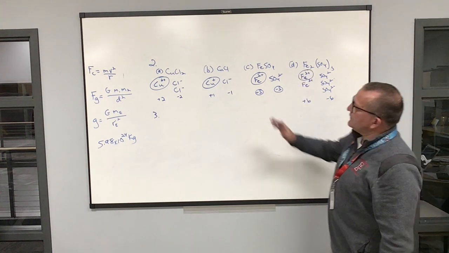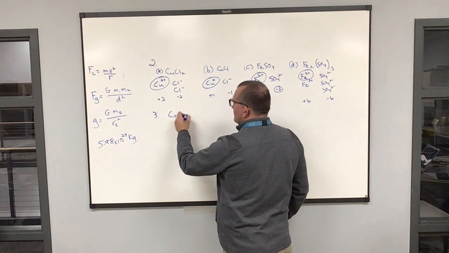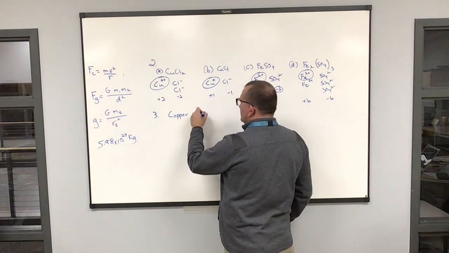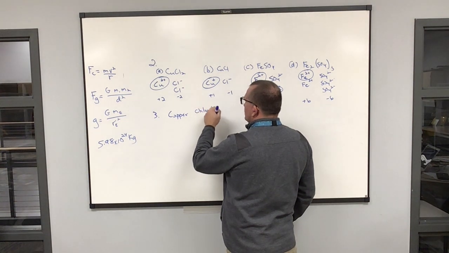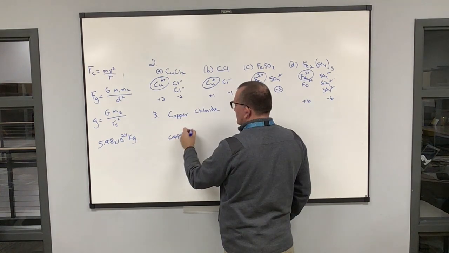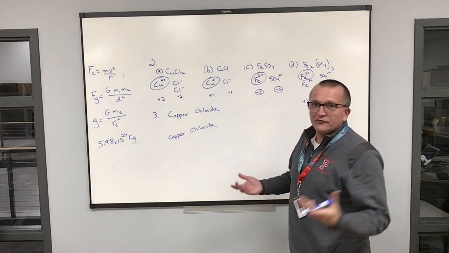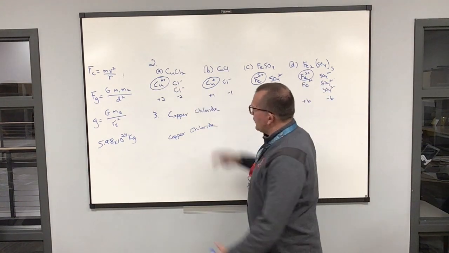So now I have copper and chlorine. So I have copper chloride here, and copper chloride here. How do I differentiate between these charges? And here's what we do.